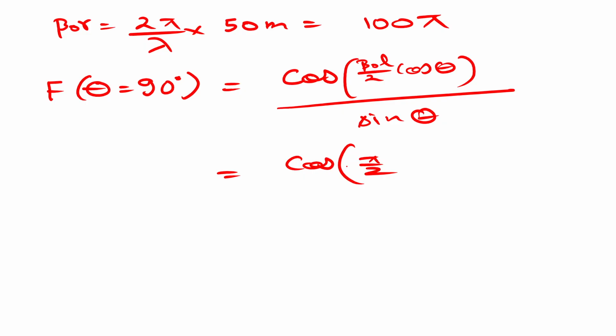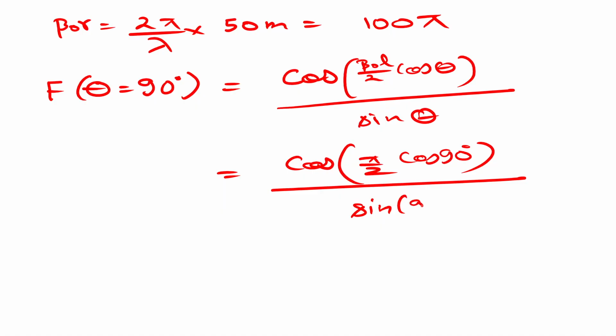I'm just directly writing it as cos pi by 2 cos 90 divided by sin 90 degrees, since theta is broadside, so theta is 90 degrees. And when we calculate this, we will get 1, because cos 90 is 0 and cos 0 is 1 and sin 90 is 1.